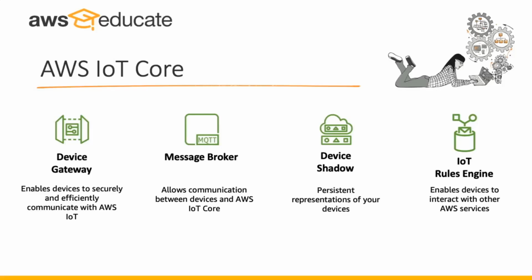Within IoT Core, there are four components: the device gateway, message broker, device shadow, and the IoT rules engine. So let's go through each of them one by one. Firstly, the device gateway is the entry point for IoT devices connecting to AWS. It manages all the active device connections and supports different protocols such as MQTT and WebSockets. It is fully managed and will scale automatically as more devices connect to AWS IoT Core.